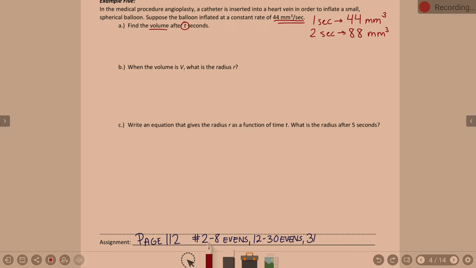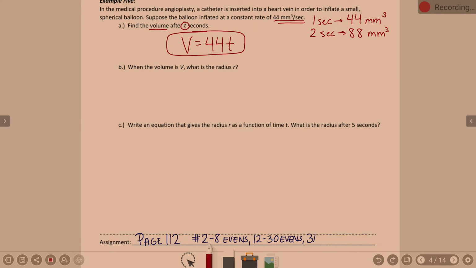He's got the numbers for us. Now, this is after t seconds. So it's not 1 second, it's not 2 seconds, it's not 3 seconds, it's t. So how are we going to express that? That is 44 times t. Since it asks us to find the volume, I put V equals 44t, because that could be for any number of seconds.